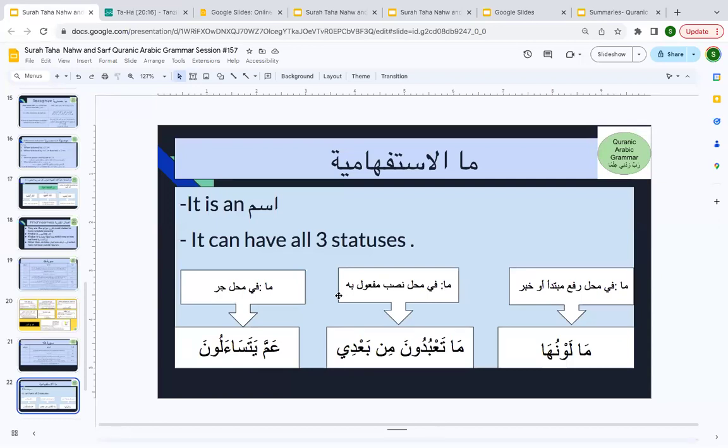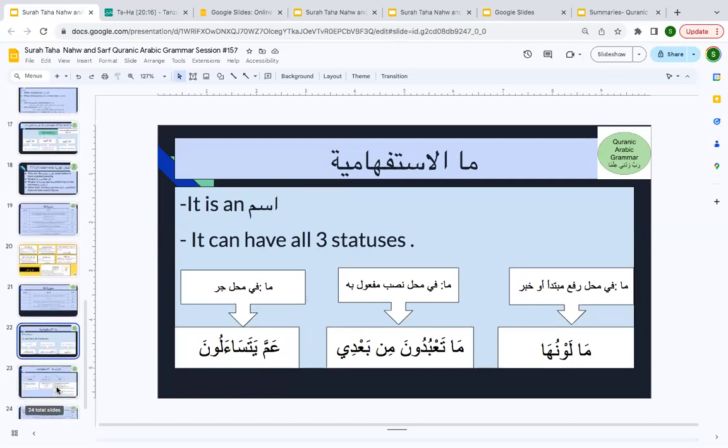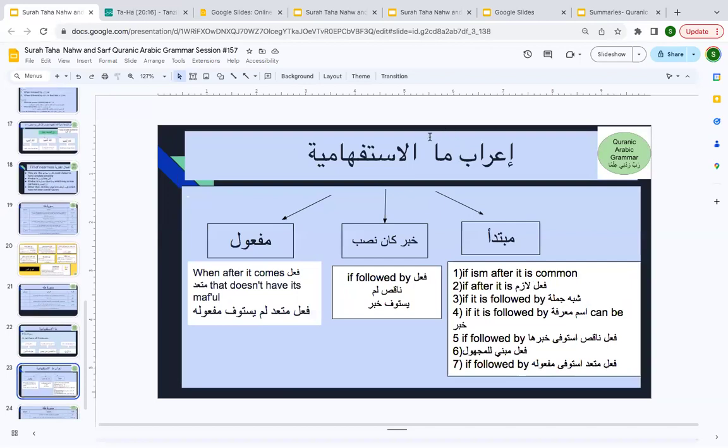But what happens to the construction of ma? Does it stay as ma, 2 counts, or is it down to now one count only? It loses its alif. Yeah, it drops to 1 count because it has to lose its alif in that case, when preceded by a harf jar. And you have learned it in detail when we were learning ma al istifhamia.